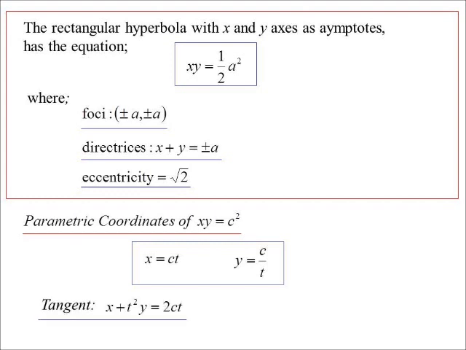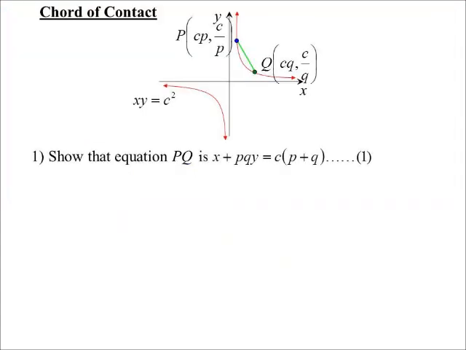The tangent will end up being x plus t squared y equals 2ct. And the normal, beautiful, look at it: t cubed x minus ty is equal to c times (t to the power of 4 minus 1). Because the parametric form is the same as the parabola, if I approach this the same way we did with the parabola, I could find the equation of the chord PQ. It would end up being x plus pq y equals c(p plus q). So I could find that.